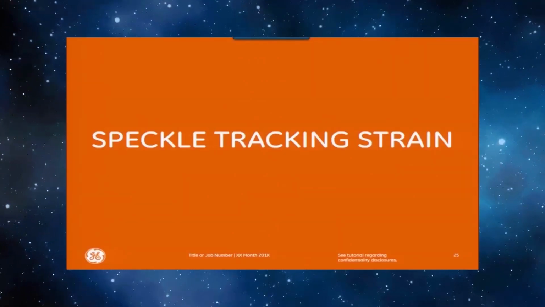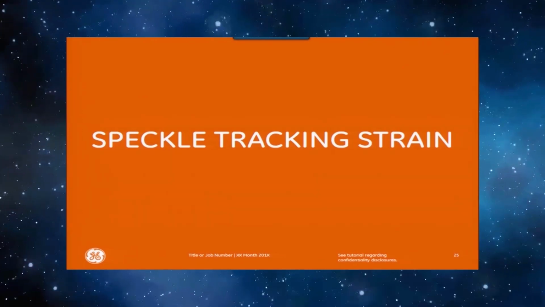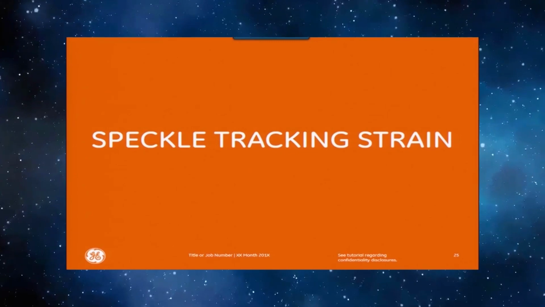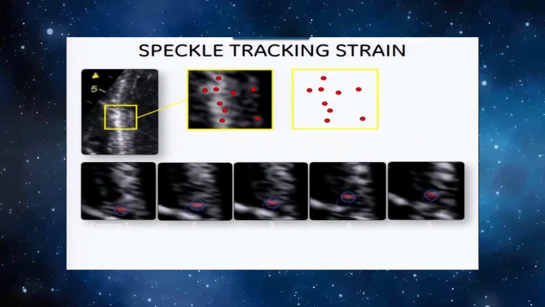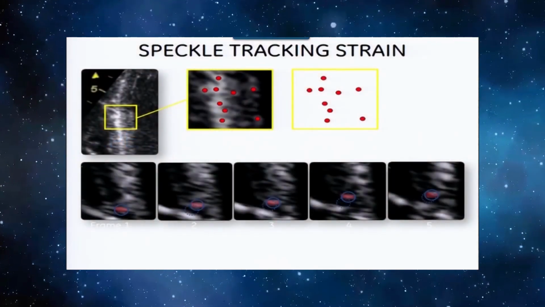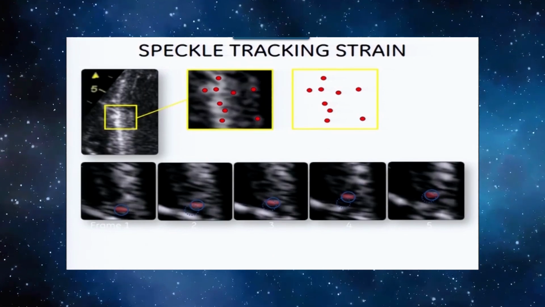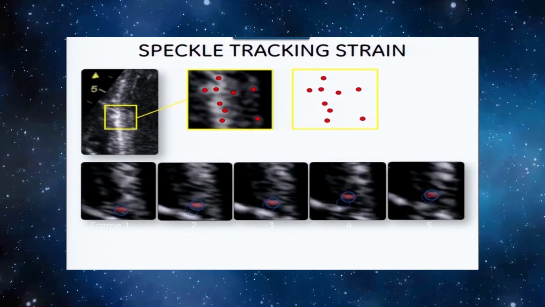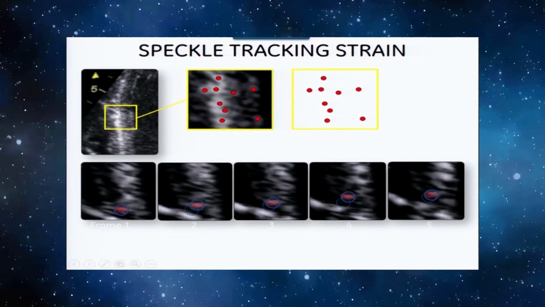So the solution to that was called speckle tracking strain. This is the strain that is being used clinically. This is the strain that is validated for clinical use. So what is speckle tracking strain? Speckle tracking itself is just a method used to calculate strain. So how does it do it?